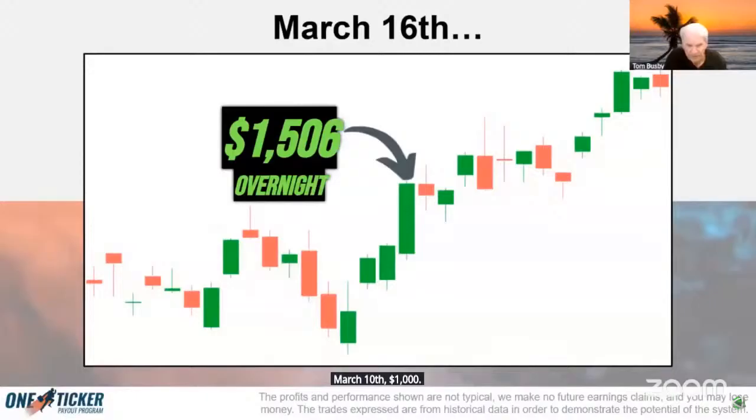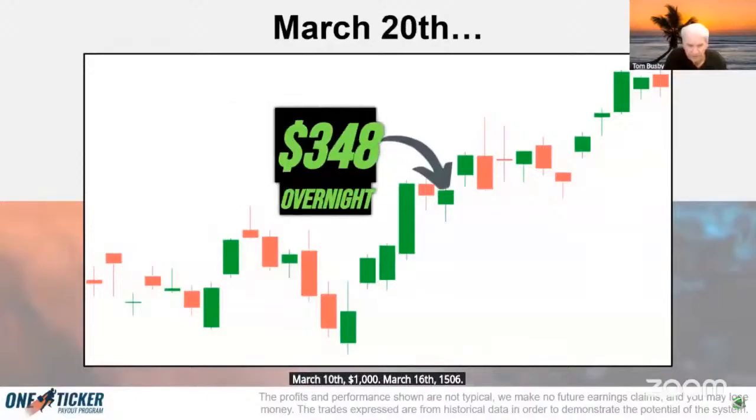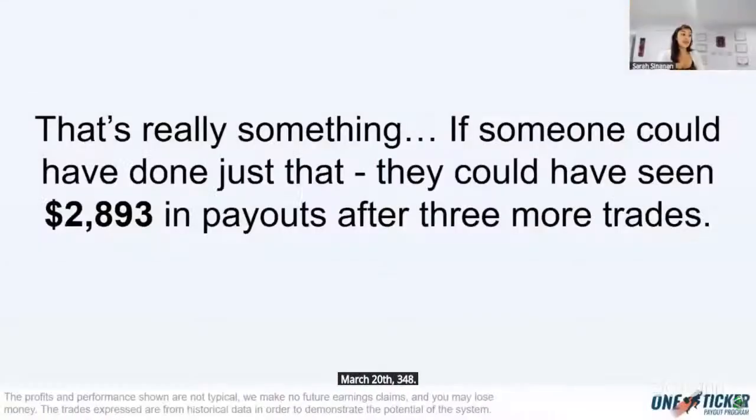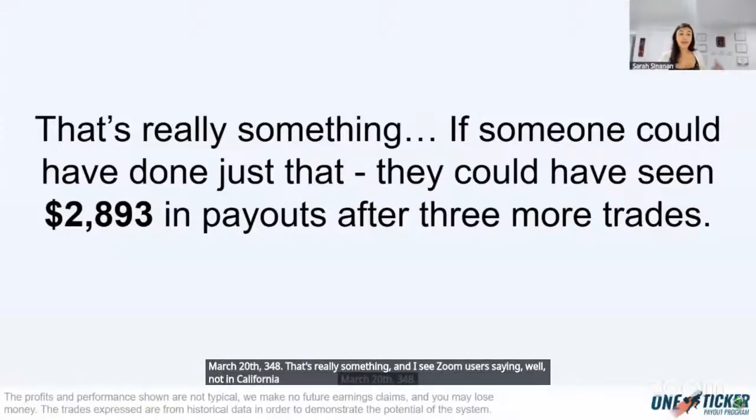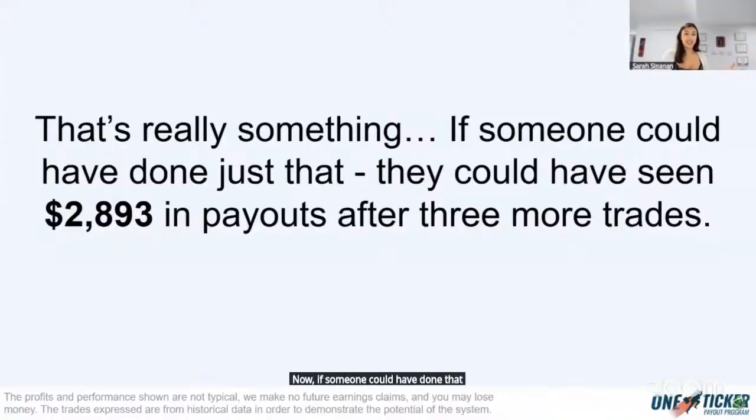March 16th, 1506. March 20th, 348. That's really something. And I see Zoom users saying, well, not in California. Maybe it can help you pay a little bit of it. Now, if someone could have done that, they could have just seen 2,800 in payouts just after 3 trades.